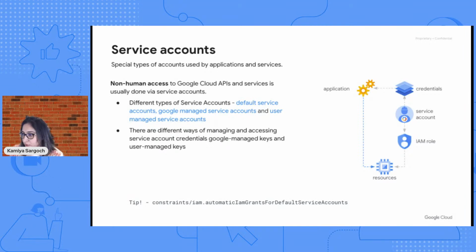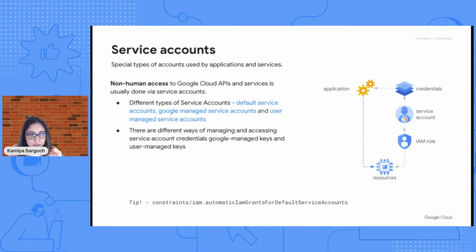A tip here is you would see the constraints/iam.automaticIamGrantsForDefaultServiceAccounts. When a default service account is created, it is automatically granted the editor role on your project. This role has a large number of permissions, and to follow the principle of least privilege, you disable this automatic role grant by adding the disable automatic IAM grants for default service accounts constraint listed here to your org policy.